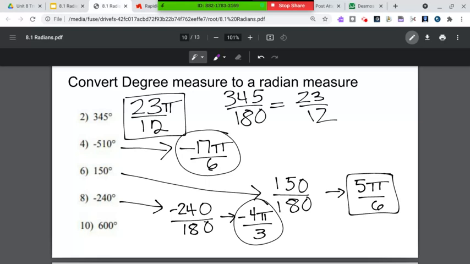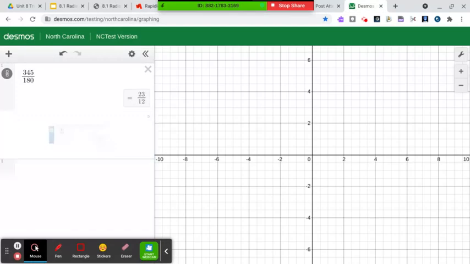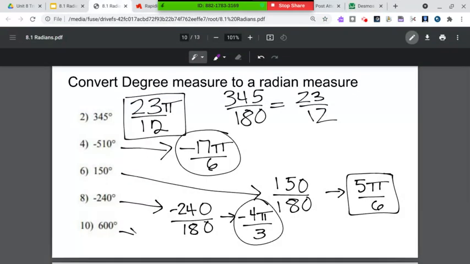Okay, 600 degrees. Let's use Desmos for this bad boy. 600 over 180. Hit that little fraction button. 10 pi over 3 radians. 10 pi over 3.